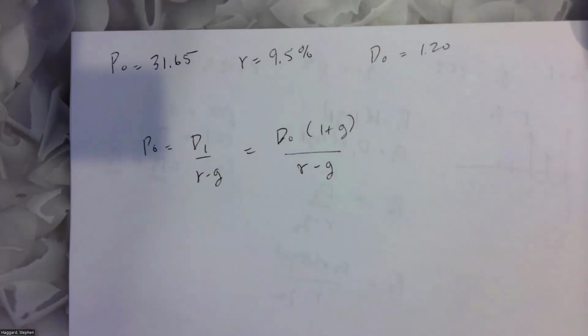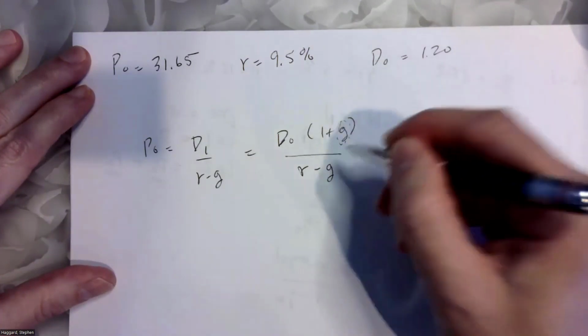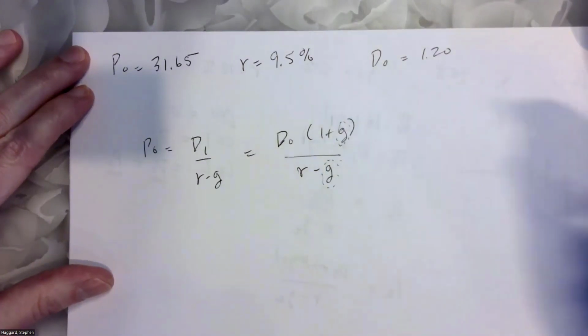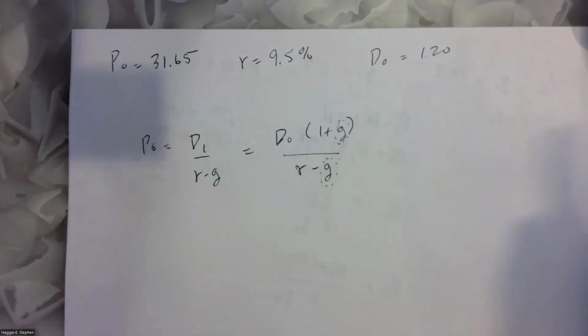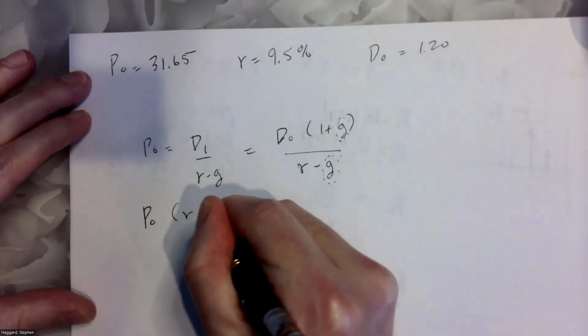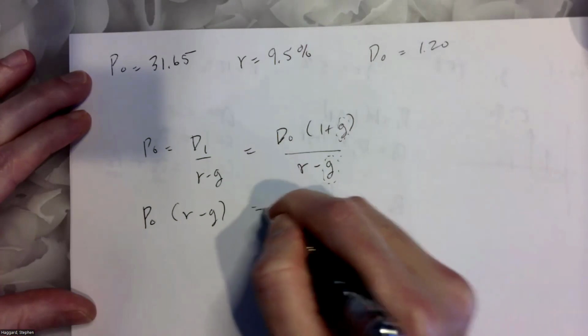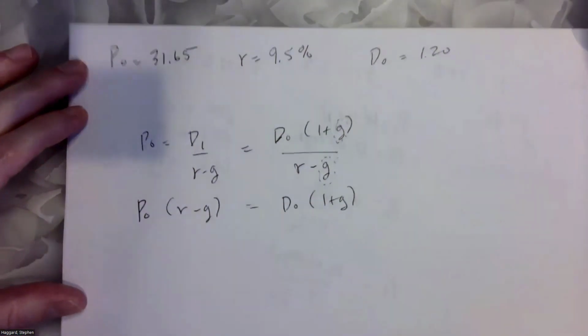Okay, now here is the problem. This variable that we're trying to find is actually in 2 places, and this usually freaks students out. But with a little bit of algebra, we can handle this with no problem. So the first thing I'm going to do is multiply both sides by R minus G. And that's going to give me P0 (R minus G) is equal to D0 (1 plus G).